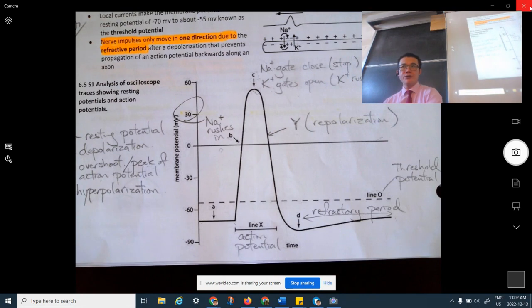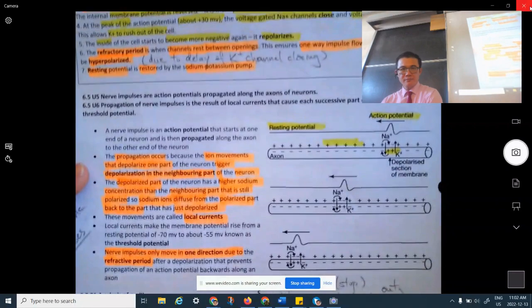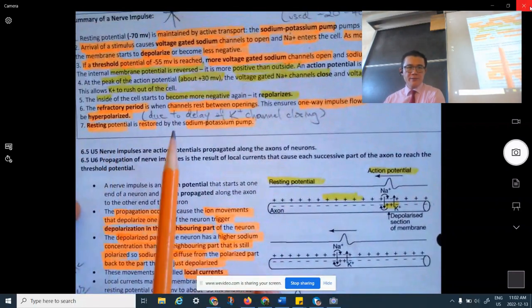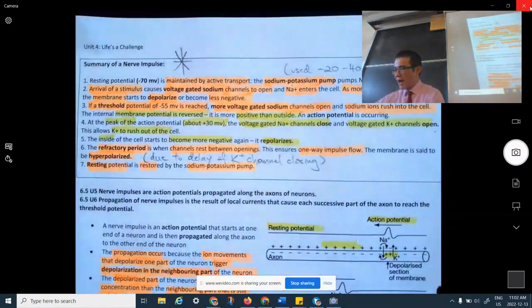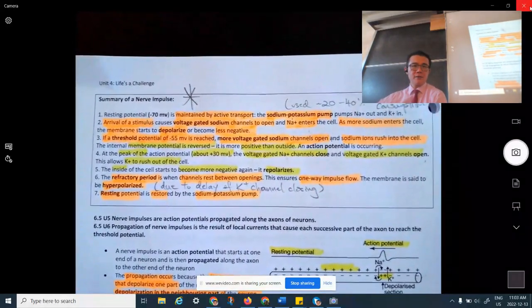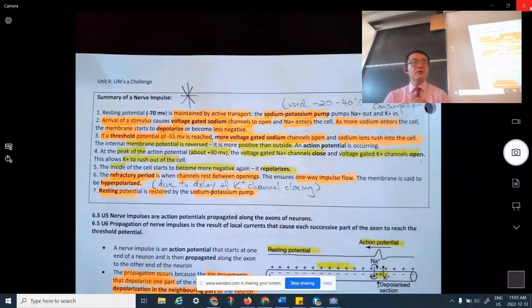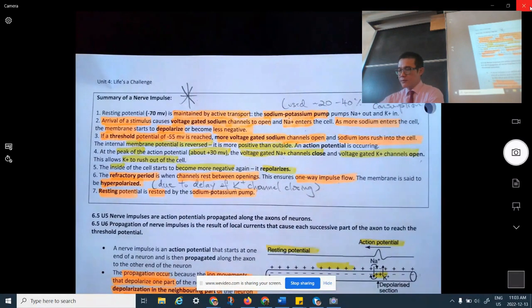Are you guys okay? Any questions? Yep. I'm going to go back up there. So at this point, resting potential later on is restored by the sodium potassium pump. So this is the part, if I ever ask you to describe the process of nerve impulse or describe the process of action potential, depolarization, the whole entire thing, this is the part, make sure you know it and be able to say it. Okay.